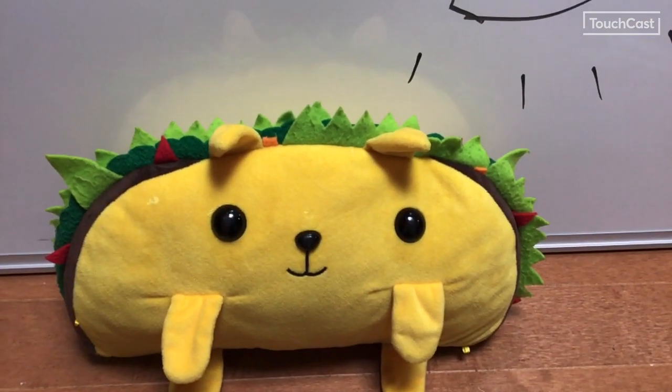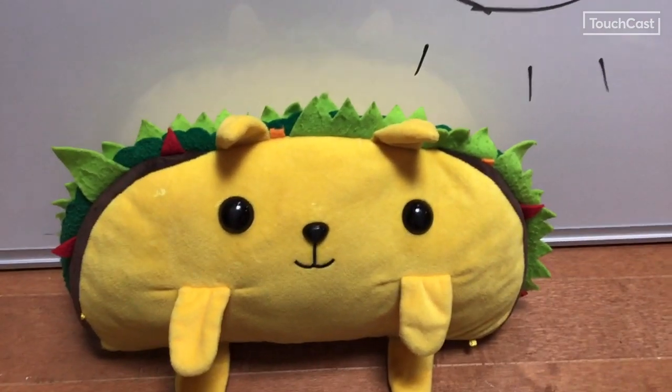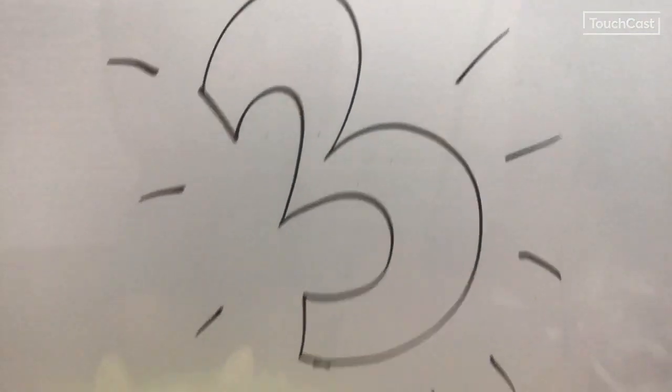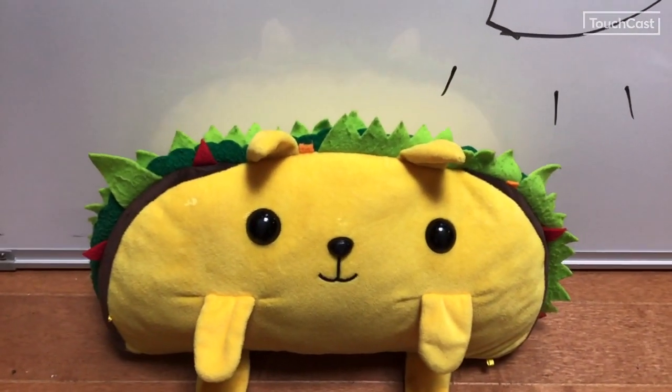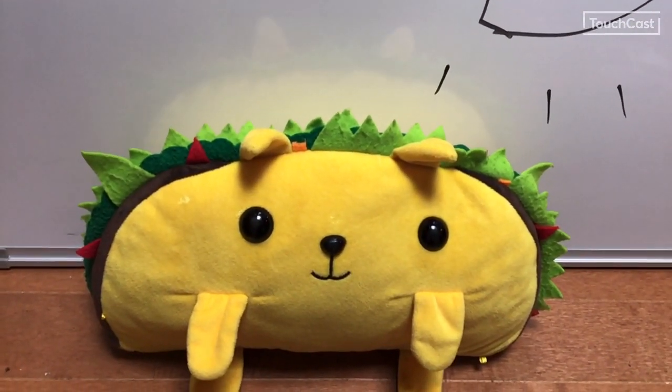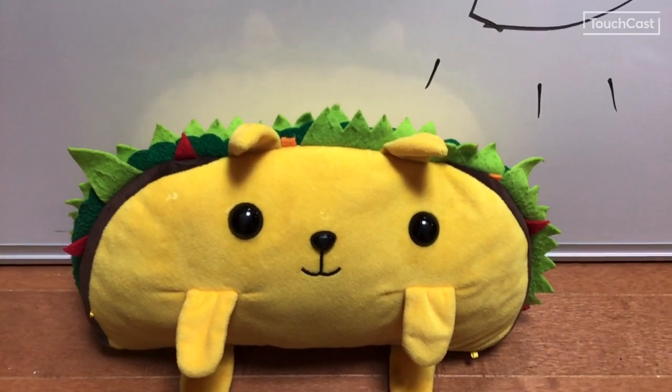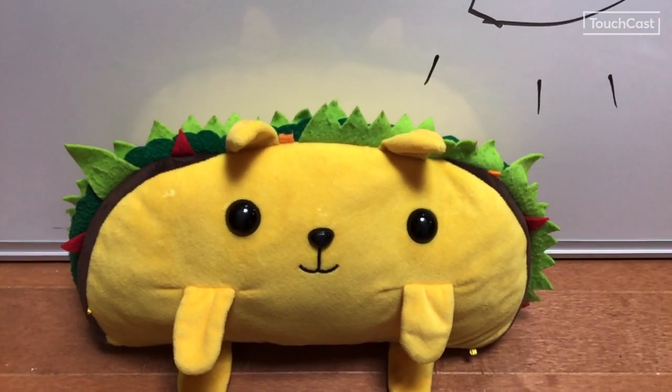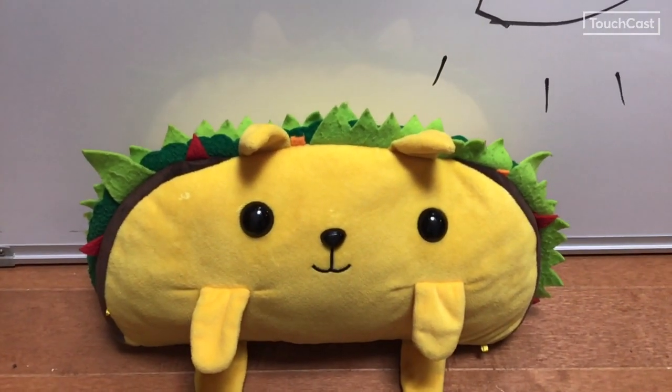Wow, Taco Cat learned a lot about how to multiply numbers by 3. I can double the other number and add one more, or I can draw an array or an addition sentence, whichever way works the best for my brain.